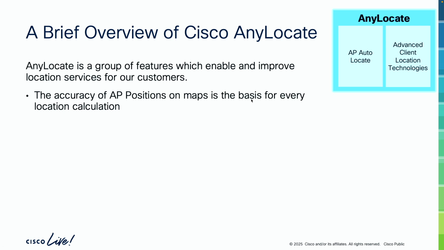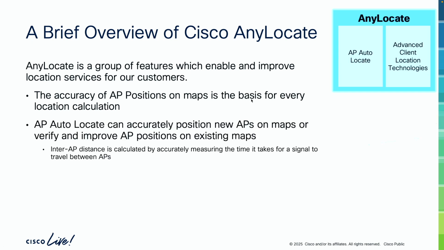And what it boils down to is the accuracy of AP positions on maps is the fundamental basis for all things location services. If your APs aren't placed properly on maps, you don't get good location accuracy, period. Nothing will fix your accuracy if your APs are not well placed. So the AP auto-locate function will auto-place APs on maps. We've been doing this for a couple of years now. It works pretty well. We've been doing it with fine timing measurement on the Wi-Fi radios, and it measures the inter-AP distance with FTM between the APs and then computes a matrix of locations of APs.